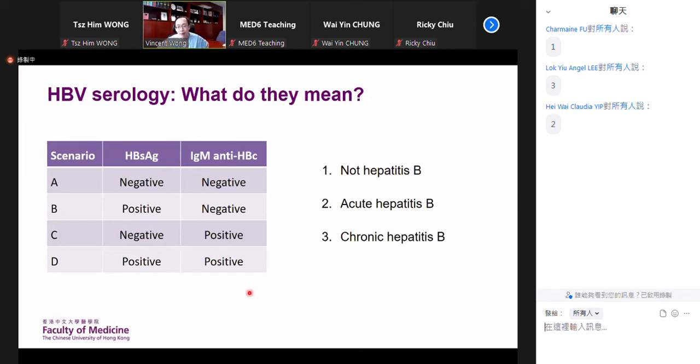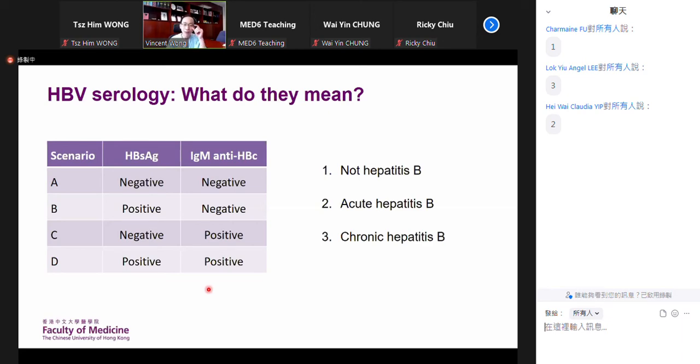There are two main methods. First of all, you can do an ultrasound scan. If there are features of liver cirrhosis, you know that this is likely to be chronic, unless there is another explanation for the presence of liver cirrhosis. Secondly, you can repeat the blood test 6 months later for the HBsAg. If this is acute hepatitis B, in 95% of cases, the surface antigen would become negative within 6 months. On the other hand, if this is chronic hepatitis B, the majority of cases should remain surface antigen positive.